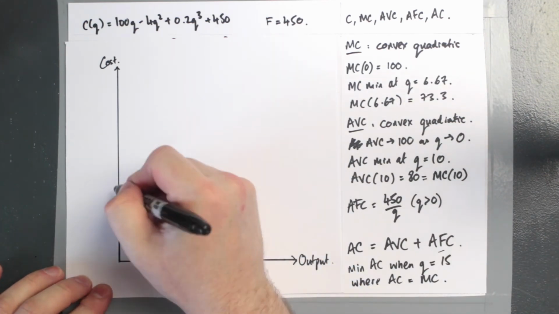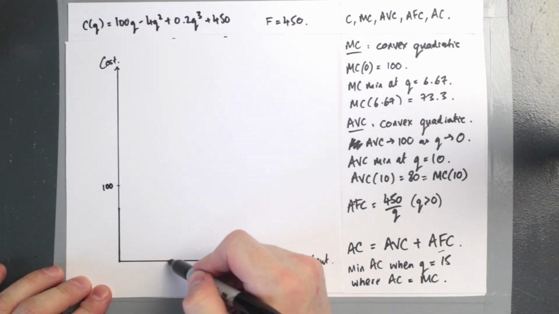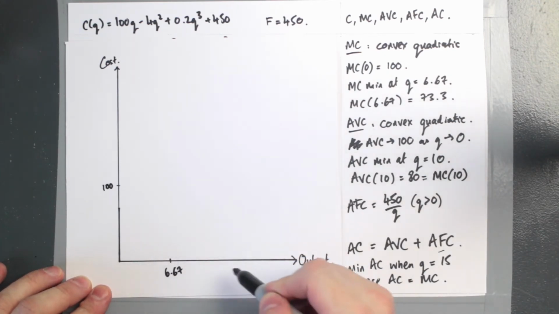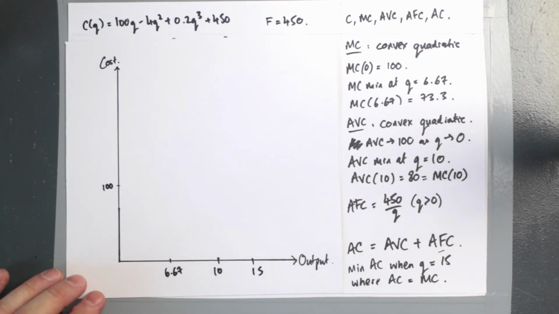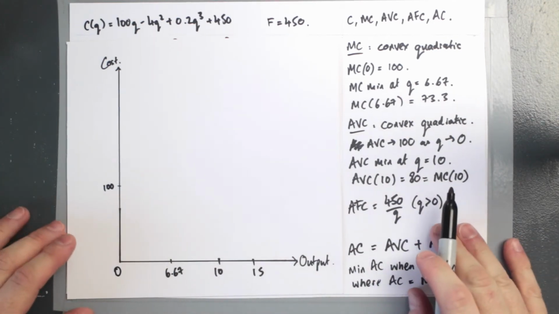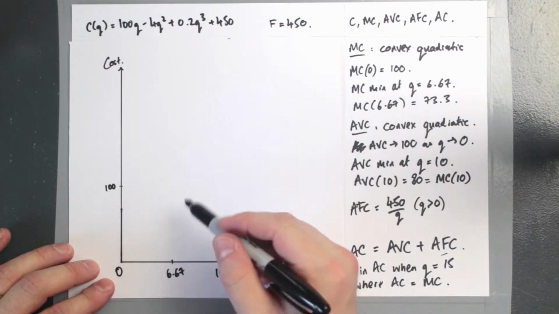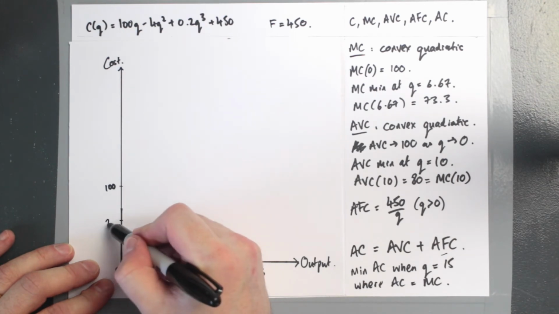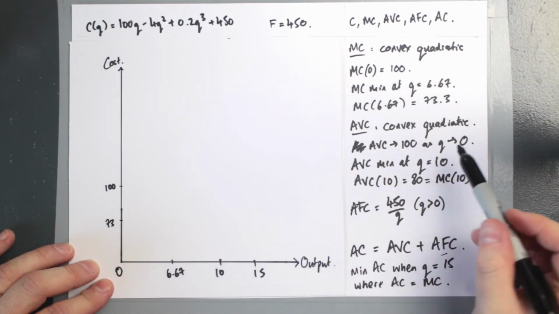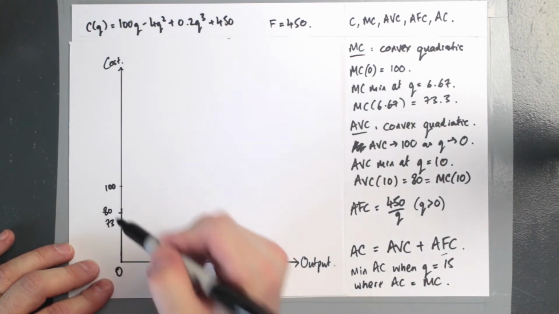What did we have? We had 100 was important, 6.67, 10, 15. I'm not placing these perfectly accurately to scale, but we want to draw these diagrams correct relative to each other. Okay, and where was marginal cost? Minimized at 73, so let's put that there. 73.3, and average variable cost is minimized at 80, so let's put that there.